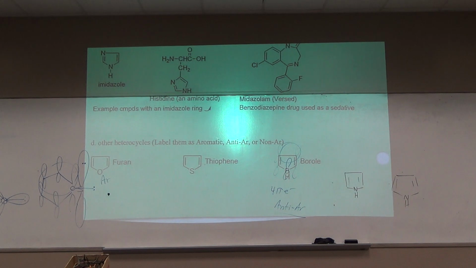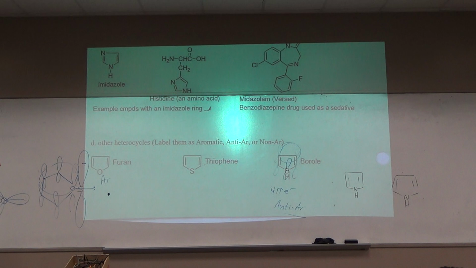You never see that compound anywhere. I don't even know if it's a known compound. It may be so unstable that it's not even known to exist. It might be just theoretical. I don't know much about it. It's certainly not aromatic. Very likely anti-aromatic.